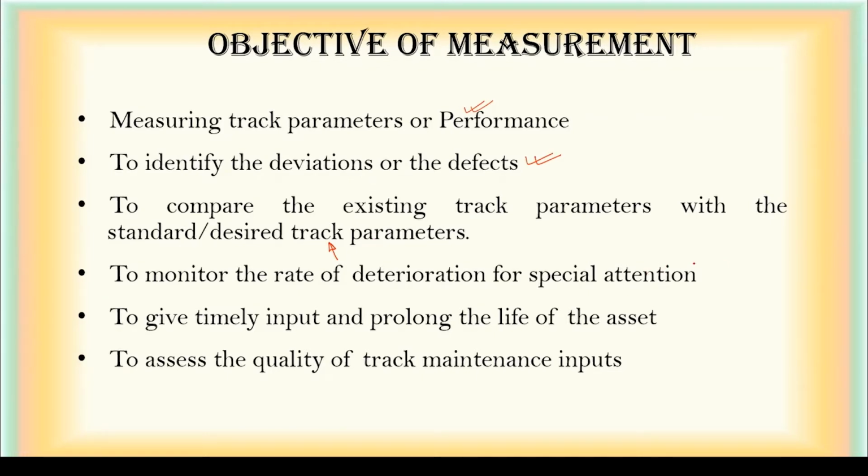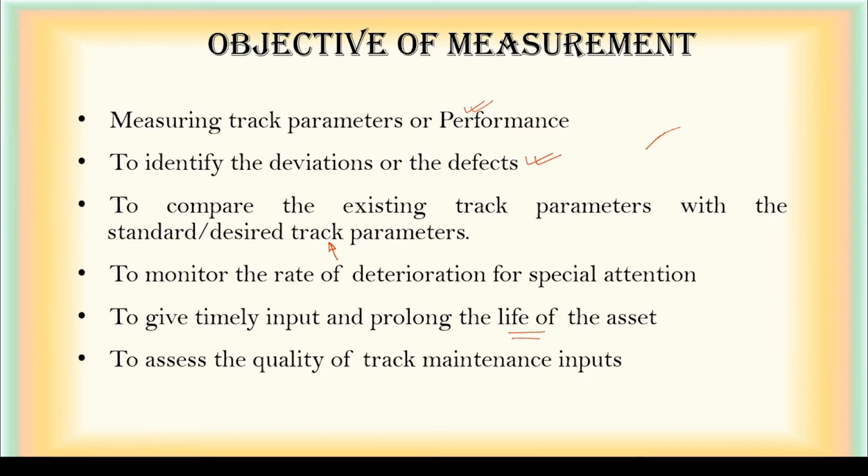We also monitor through successive measurements what is the rate of deterioration, and whether special attention to that area of track is required or not. Like at every measurement we find that curve alignment is getting affected. Then we must examine क्या कोई formation problem है, क्या यहाँ ballast नहीं है. Accordingly we will plan the input. तो जो chronic degradation हो रहा है या time के साथ बढ़ता जा रहा है, all those things we check, and in turn we give timely input to prolong the life and quality of the asset. So these are overall requirements of measurement.